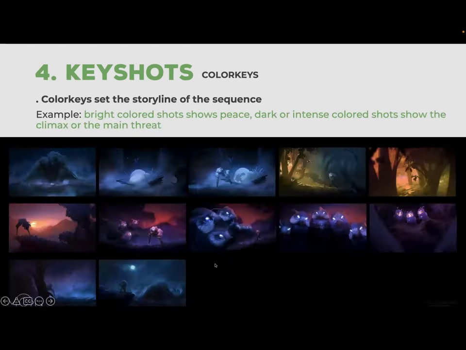This is also another example of different color keys. They also set the storyline of the sequence. So bright colored shots show peace, you know, and mainly the character not facing any problem. Dark or intense colored shots, for example, show the main climax or the main threat, and so on.